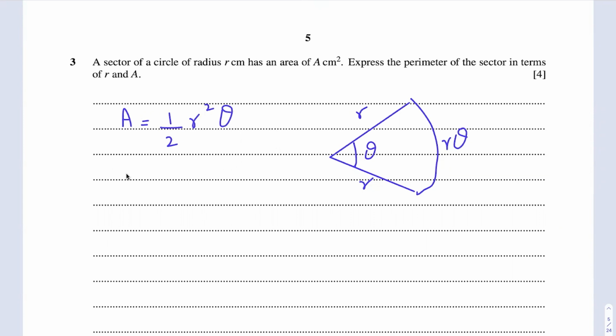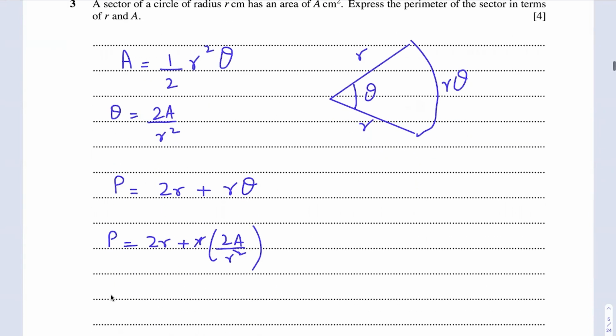So we can write theta equals 2A upon r squared. As our perimeter has to be given in terms of r and A only, we have to substitute something in place of theta. So first we can write perimeter equals 2r plus r theta. And in place of theta, we can write 2r plus r times 2A upon r squared. Cancelling r and r squared, we get the perimeter as 2r plus 2A upon r.